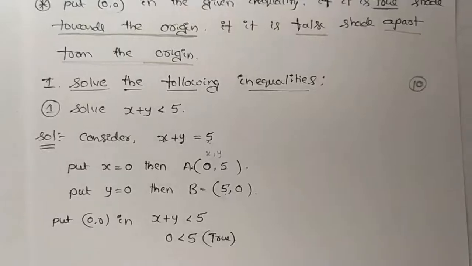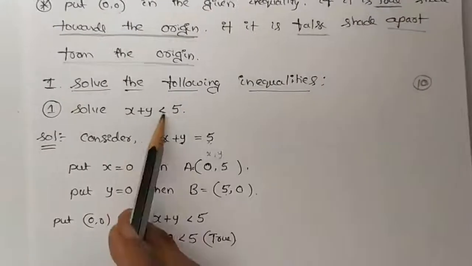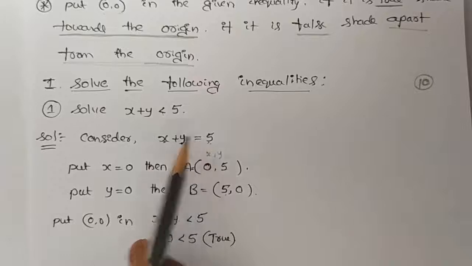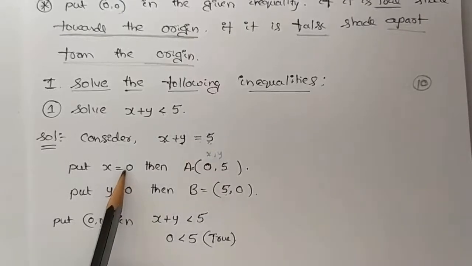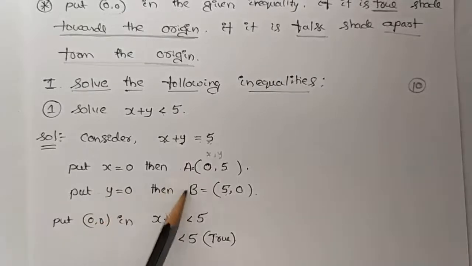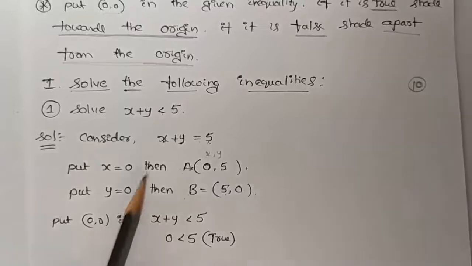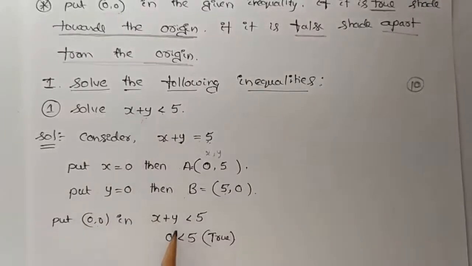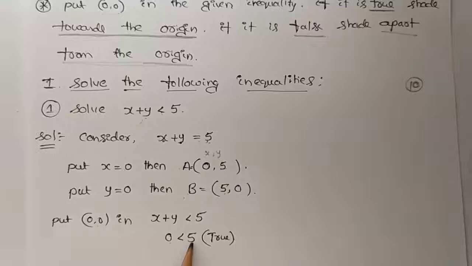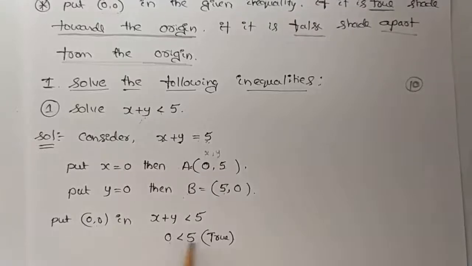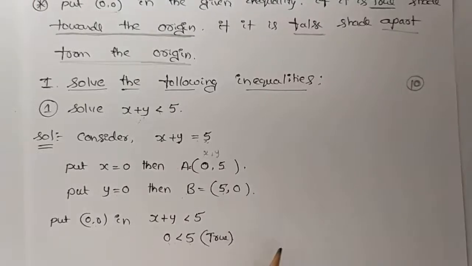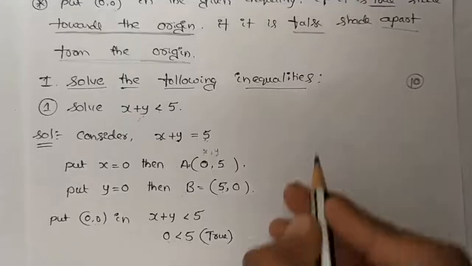Once again, whatever the inequality is given, we have to consider it as equal. In the second step, we put x equals 0 and y equals 0, then we get A and B. Next, we put 0 comma 0 in the given inequality and get 0 less than 5. If the inequality gives true, then we have to shade towards the origin. If it is false, we have to shade away from the origin. Now draw a graph.